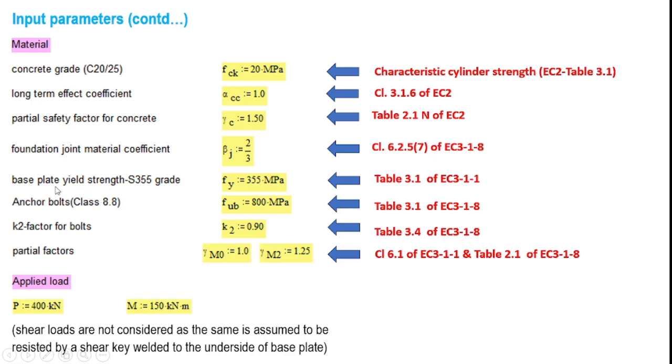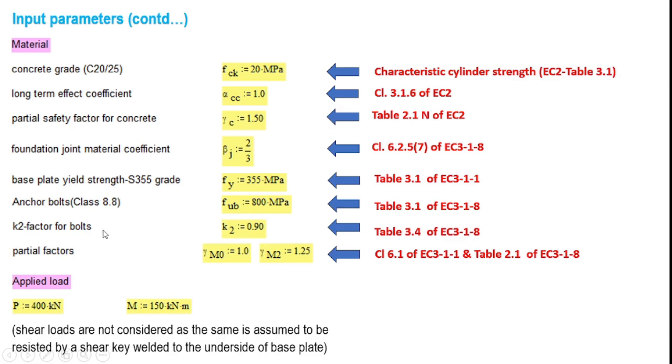Then we have the base plate material grade, for which I assumed S355 grade steel, and I have the yield strength fy for the base plate as 355 MPa, and this shall be taken as per table 3.1 of EC3 1-1. Now I have used class 8.8 anchor bolts, for which the ultimate tensile strength fub will be 800 MPa, and this shall be taken as per table 3.1 of EC3 1-8.